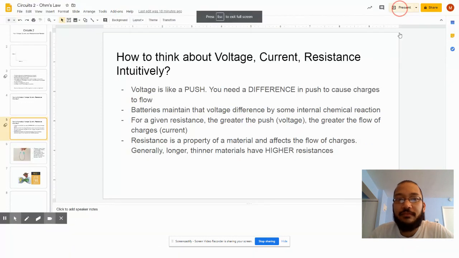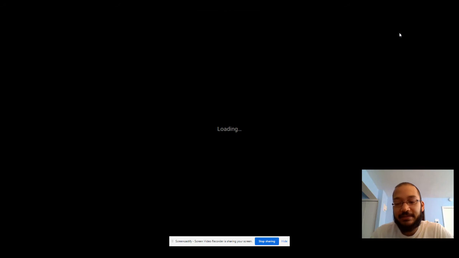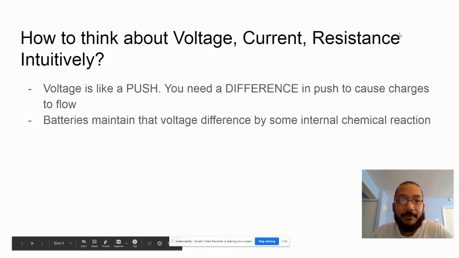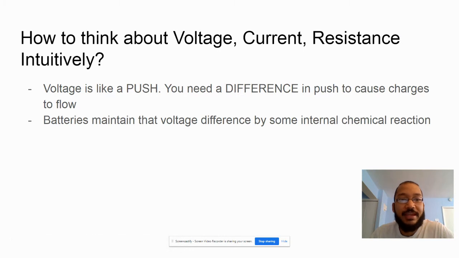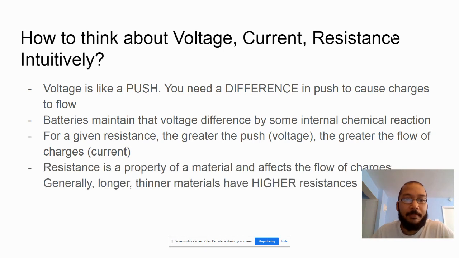To sum up, the way that I think about voltage, voltage is like a push, and it's that difference in push between two points that causes charges to flow. And there's a chemical reaction that's maintaining that voltage difference inside the battery, so it doesn't just go. It's not like a spark. A spark is a momentary voltage difference, but this is a maintained voltage difference. The greater the push, the greater the flow of charges, like that greater difference in height.